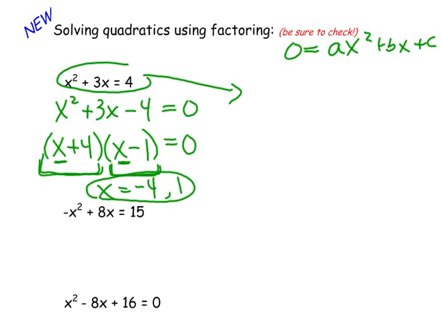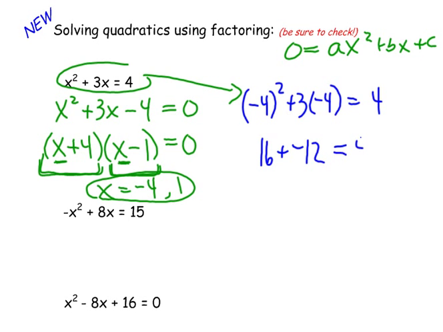I'm going to plug in a negative 4 for x first. So negative 4 squared plus 3 times negative 4. And I'm going to see if that gives me positive 4. Negative 4 squared is 16. Plus 3 times negative 4 is 12. Does that equal 4? And it does, so we know that our first answer was correct.